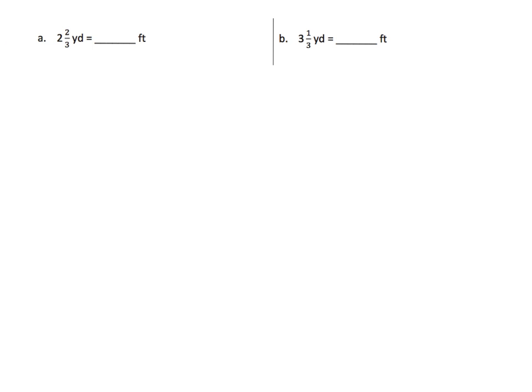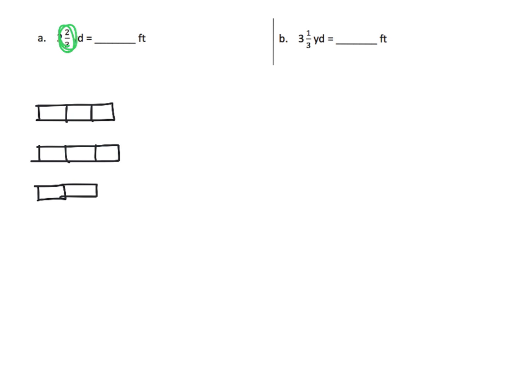Well, 2 2/3 yards. So we're going to start with a yard, and we know that a yard is cut up into 3 feet. Plus we could take another yard. It's cut up into 3 feet. And then if we want 2/3 of a yard, that means we need 2 of those little pieces. So how many feet is that? Well, that's 3 feet plus 3 feet plus 2 more. So that gives us 8 feet.